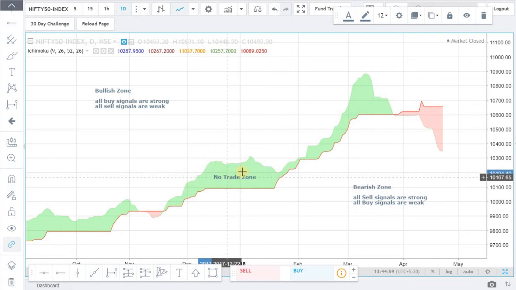The other thing I wanted to mention in terms of buy and sell signals: any buy and sell signals that happen within the cloud are called neutral. So it is not as reliable as the buy signals in a bullish zone, but it is not as weak as the buy signals in your bearish zone. It's a neutral signal over here. You can consider trades based on signals within the cloud as well.